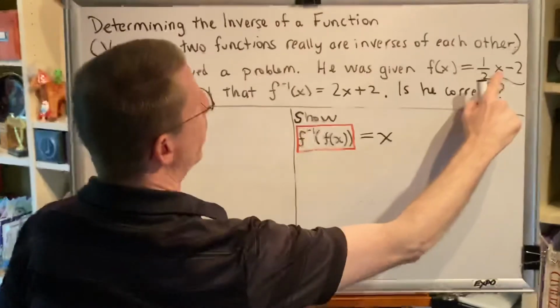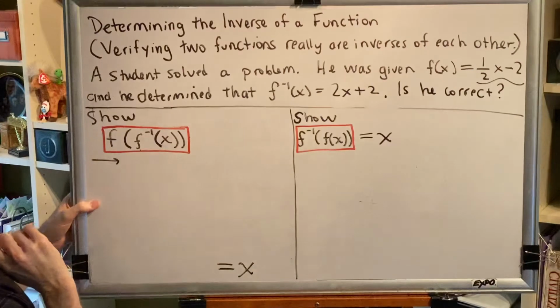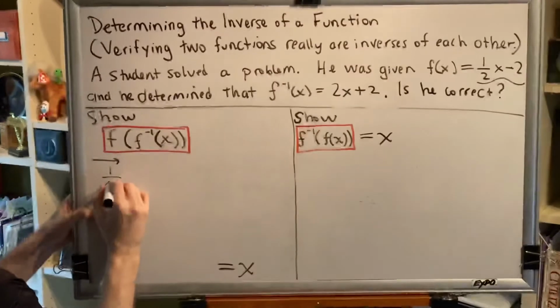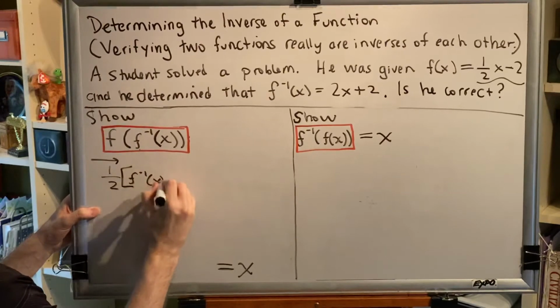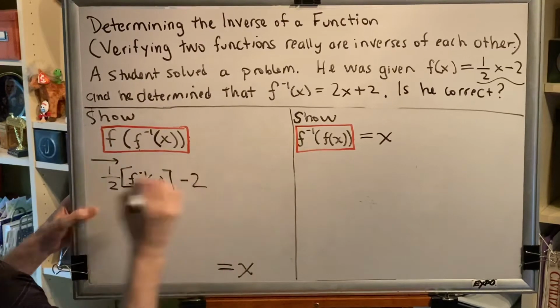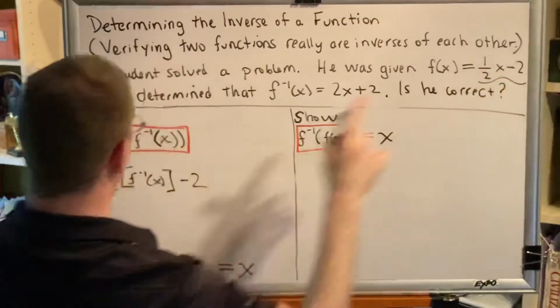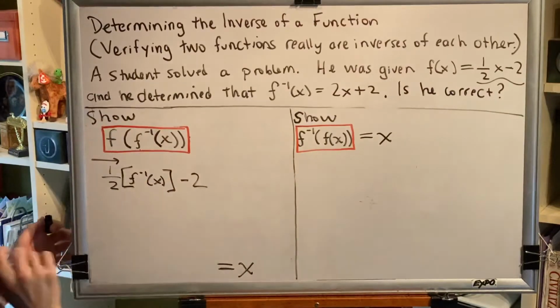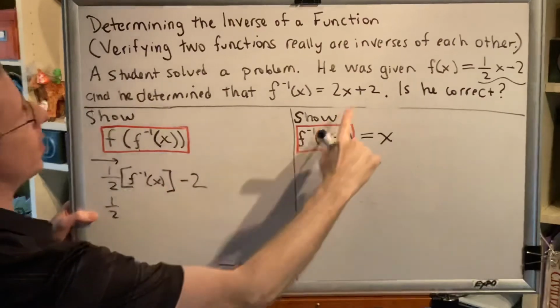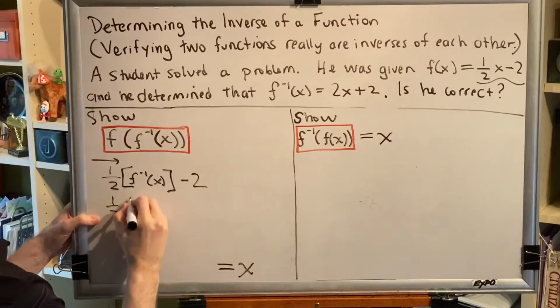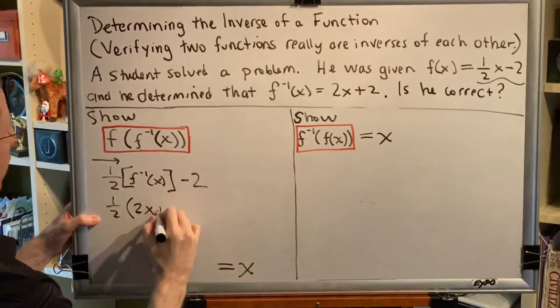But everywhere we see x, we're going to put f inverse of x instead. So we get 1/2 times f inverse of x subtract 2. We replace the x with f inverse of x. All right, now we're going to substitute. F inverse of x is equal to 2x plus 2. So 2x plus 2.